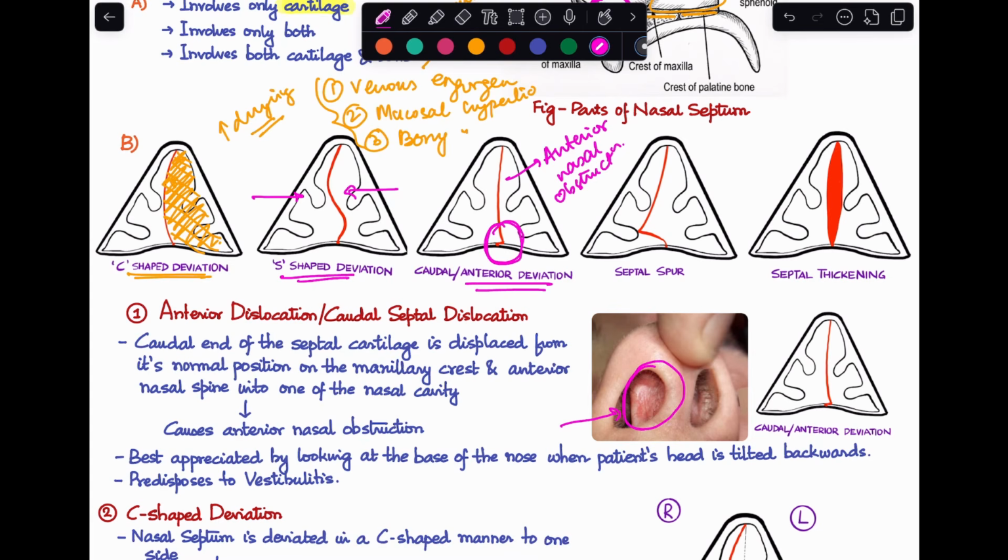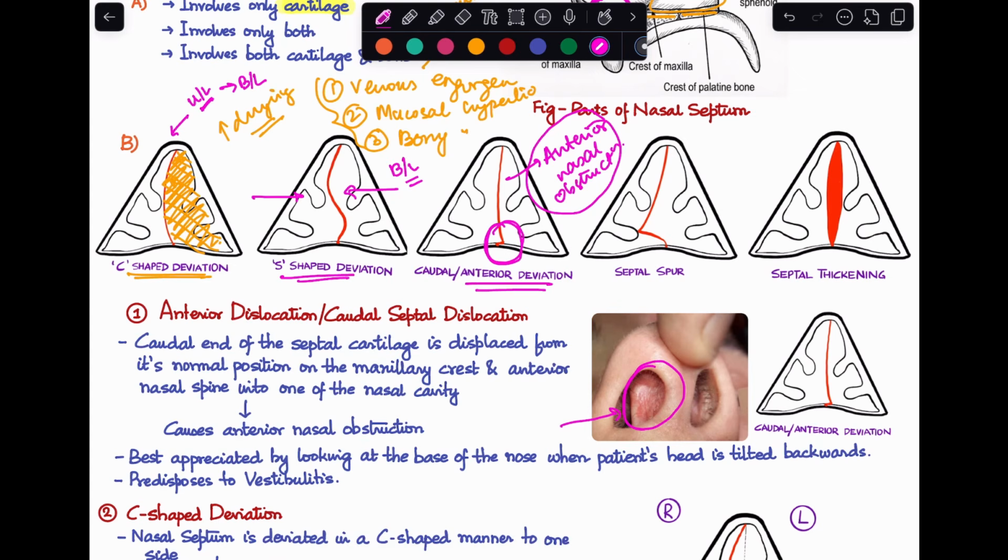So we saw that C-shaped deviation can have a unilateral nasal obstruction in the beginning, but it progresses to develop a bilateral nasal obstruction due to compensatory turbinate hypertrophy. Then we saw an S-shaped deviation that it will cause a bilateral nasal obstruction. Third, we saw in caudal or anterior dislocation that it causes an anterior nasal obstruction. Now this brings us to a fourth type over here, which is a septal spur.